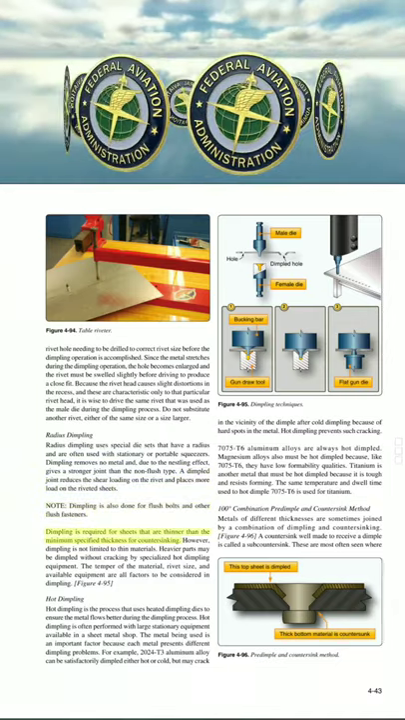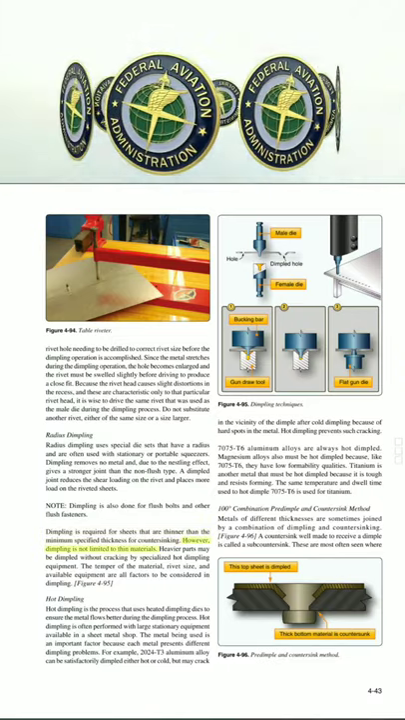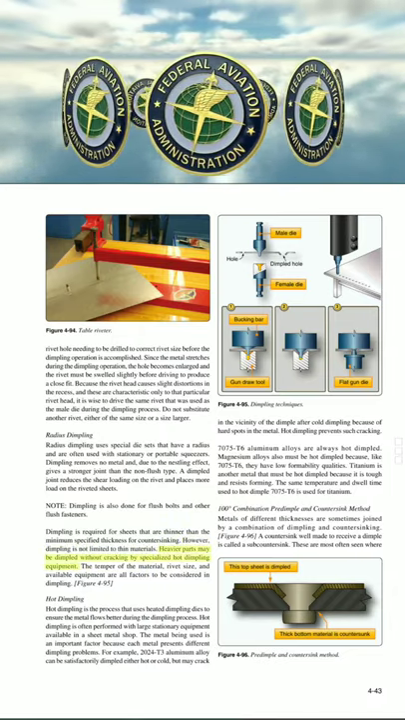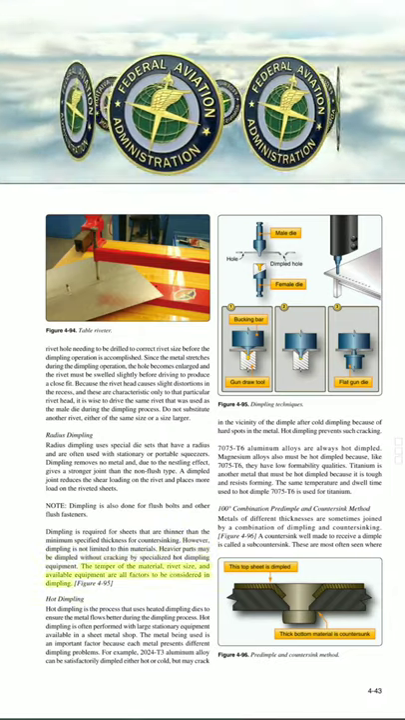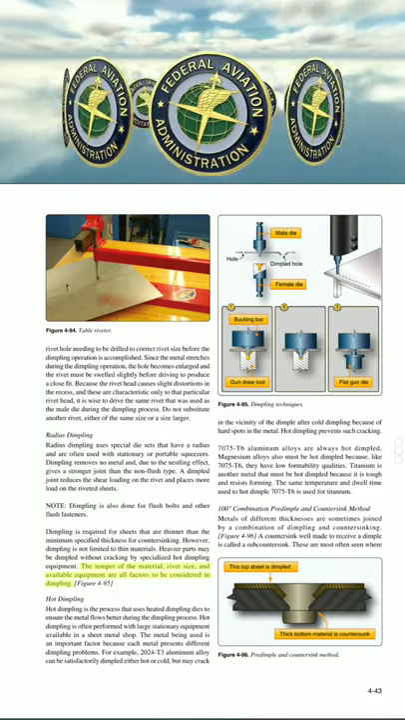Dimpling is required for sheets that are thinner than the minimum specified thickness for countersinking. However, dimpling is not limited to thin materials. Heavier parts may be dimpled without cracking by specialized hot dimpling equipment. The temper of the material, rivet size, and available equipment are all factors to be considered in dimpling.